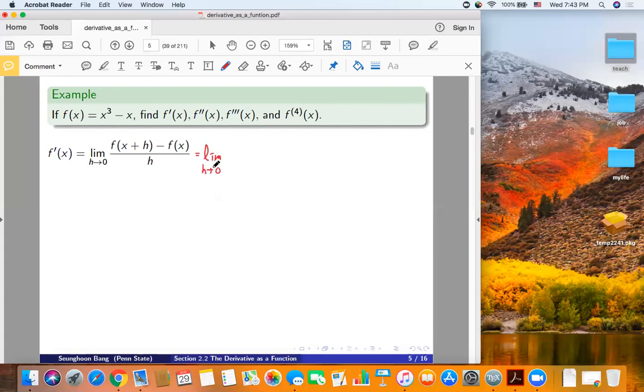As h approaches 0, you plug x plus h into here. So we have x plus h cubed minus x plus h, minus f of x. f of x is this whole thing, x cubed minus x, over h.